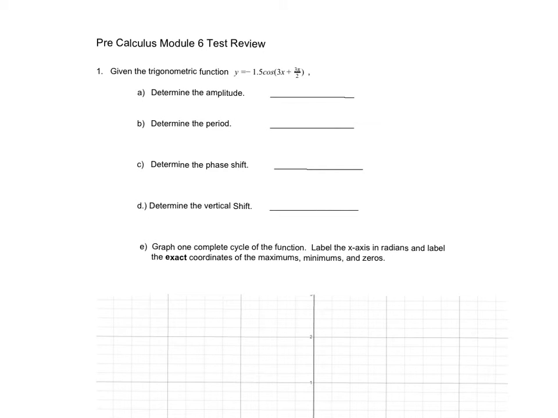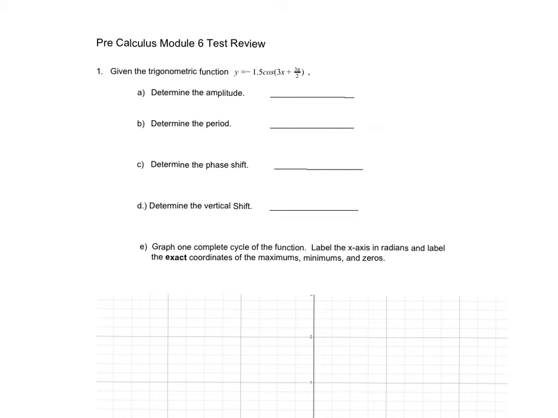Okay, we're going to look at some review problems for our upcoming test on Module 6. So the big thing we did in this chapter, besides the unit circle and finding some exact values, is we did a lot of graphing. So this function, we have y equals negative 1.5 cosine 3x plus 3 pi over 2.